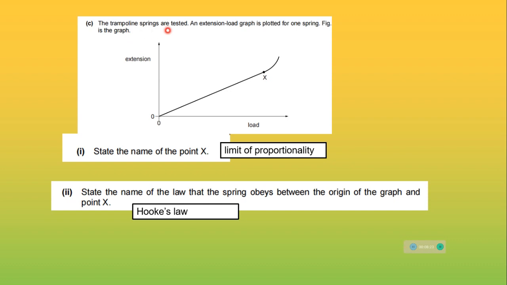The trampoline springs are tested. An extension load graph is plotted for one spring. And this figure is the graph. X is the limit of proportionality. State the name of the law that springs obey. It is Hooke's law because the gradient is constant in this region.